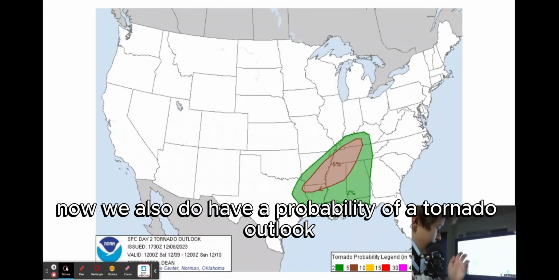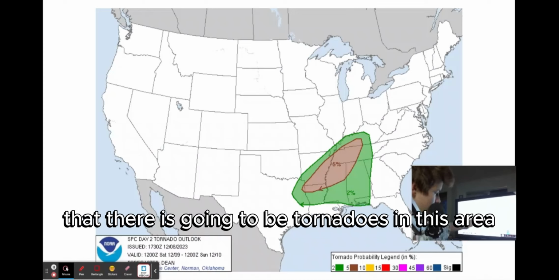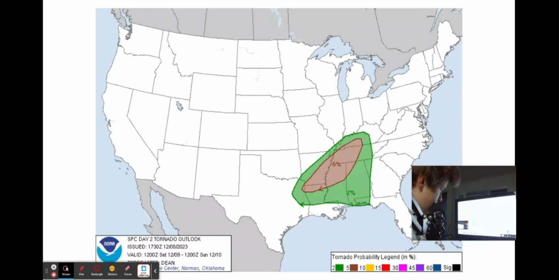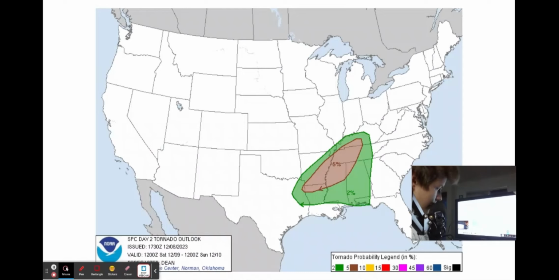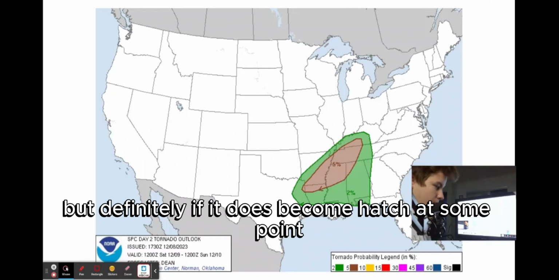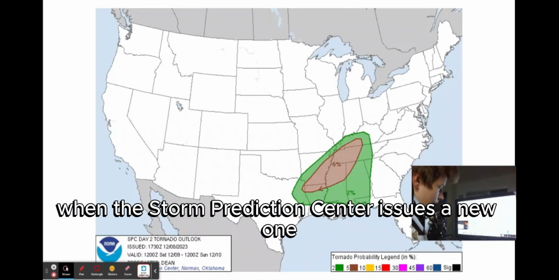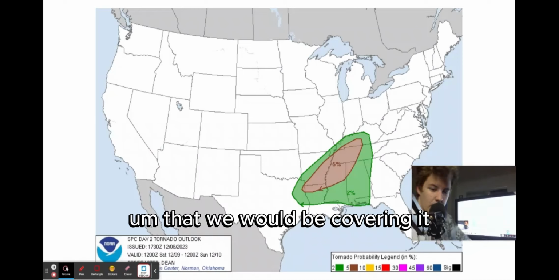Now, we also do have a probability of tornado outlook. We can see that there's a 2 and 5% chance that there are going to be tornadoes in this area. Now, there is no hatched area, so we're not 100%, or at least like 70%, sure that there are going to be severe tornadoes, but definitely if it does become hatched at some point, either today or tomorrow, when the Storm Prediction Center issues a new one, we would be covering it.